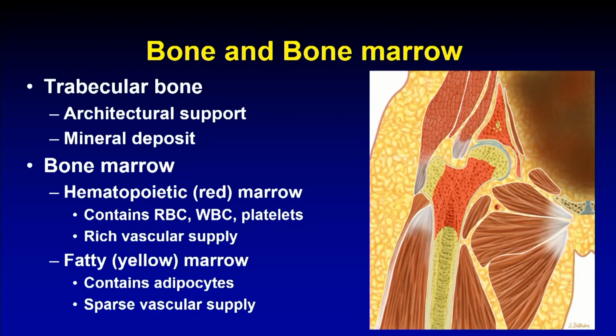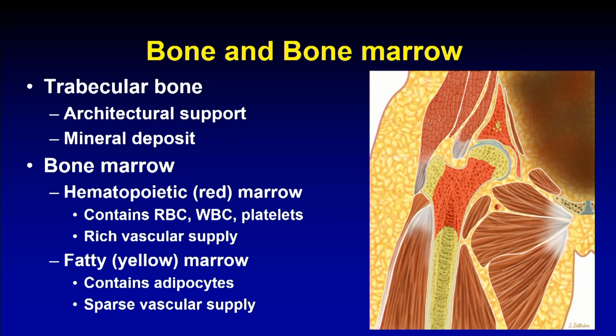Within our bones, you have the trabecular bone. These are the little lines here on the graphic, and the spaces in between are filled with bone marrow. Our trabecular bone is important to give us architectural support, mechanical support, so we can stand upright. It's also important for depositing our minerals, calcium and so on. And then the space between these trabeculae is filled with marrow.